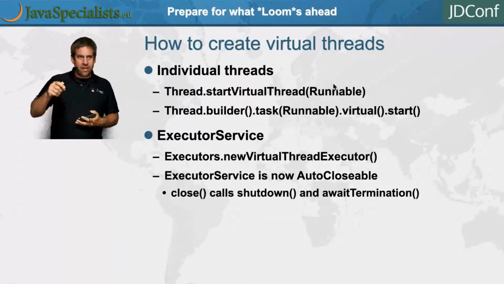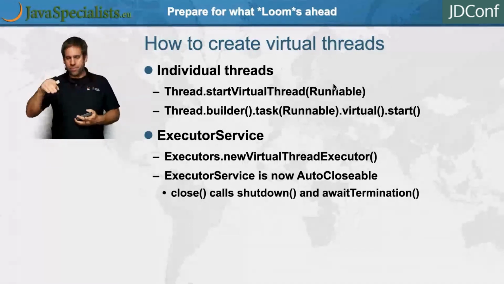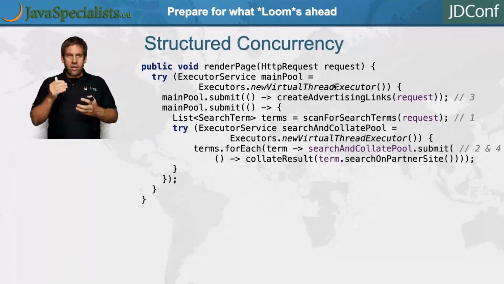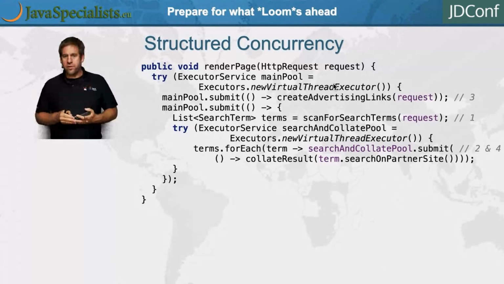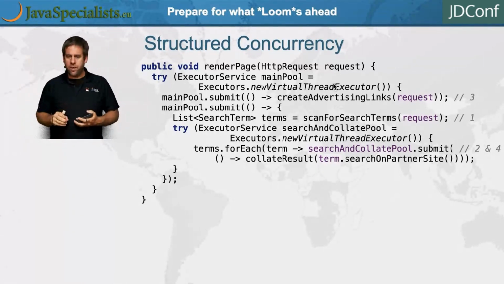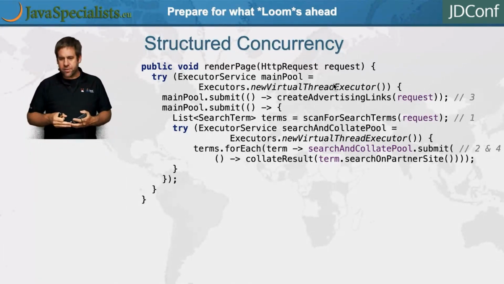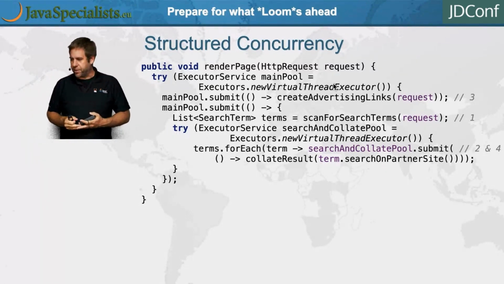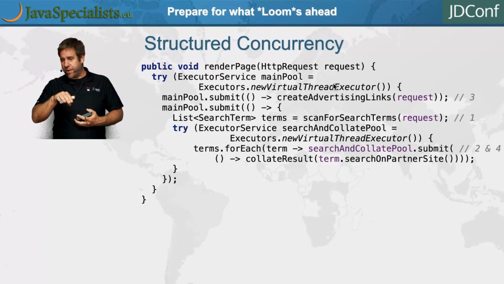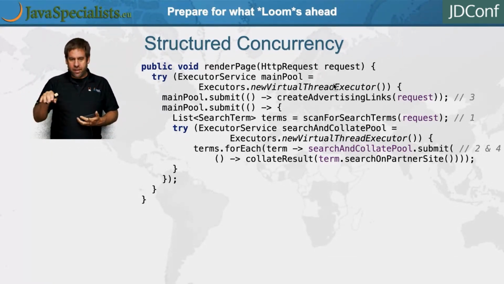I believe this is actually not directly only because of Project Loom. I think this is coming into Java fairly soon, and this allows you to do something called structured concurrency, where I create a new virtual thread pool. And remember, these things are very cheap to create, so we can just create them without worrying about the cost. And then I submit my one job where I create the advertising links. And then another thread, another job where I do the other work.